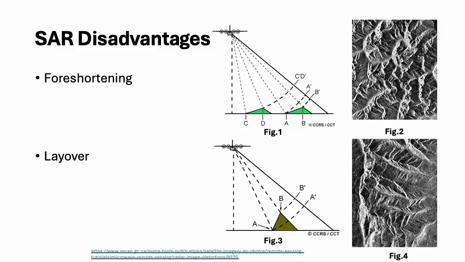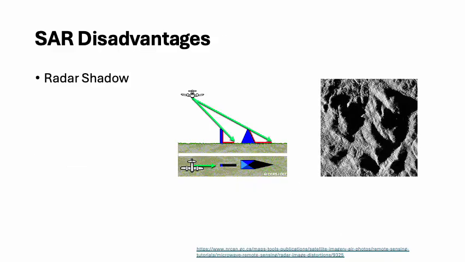Layover effects on a radar image look very similar to effects due to foreshortening. As with foreshortening, layover is more severe for small incidence angles at the near range of a swath and in mountainous terrain. Both foreshortening and layover result in a radar shadow.